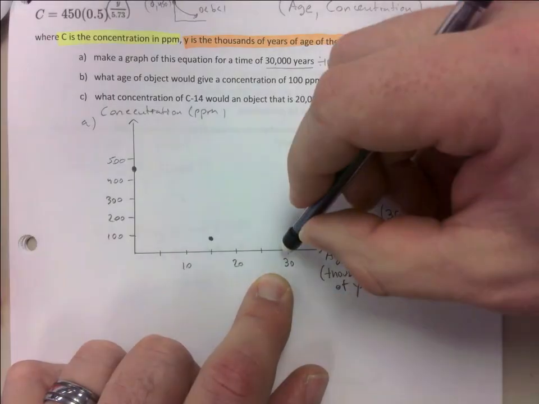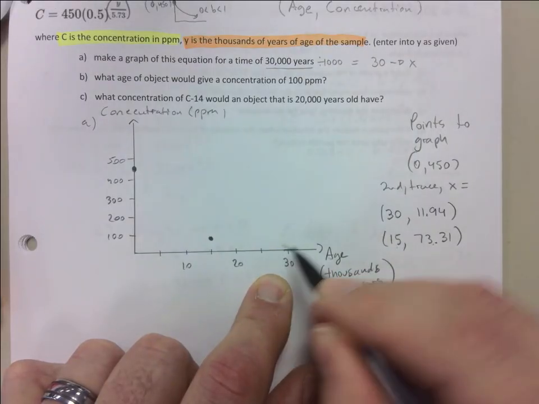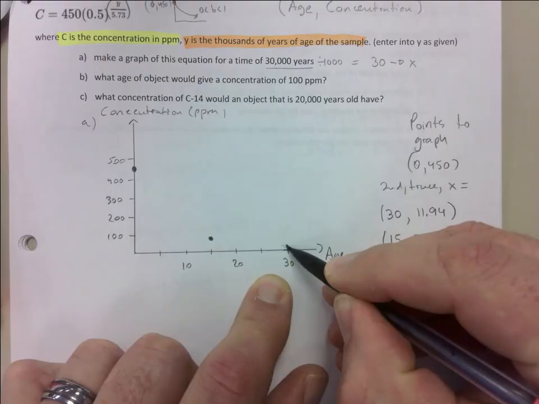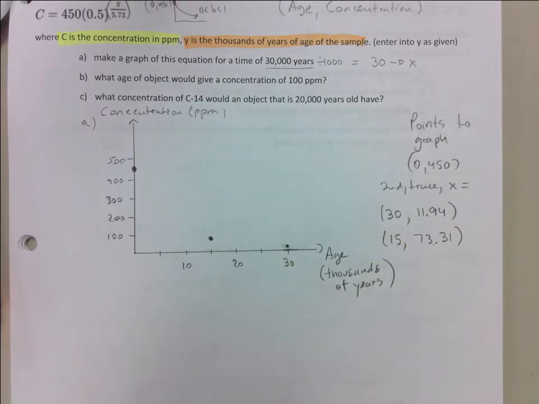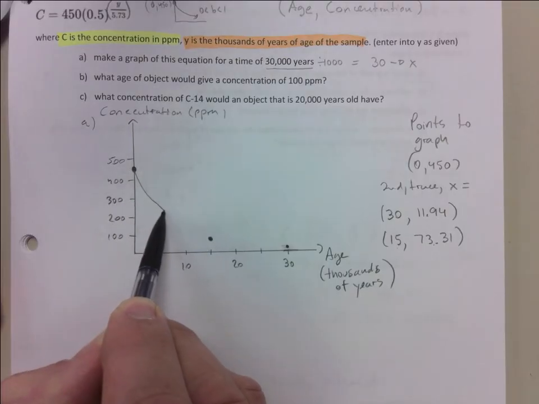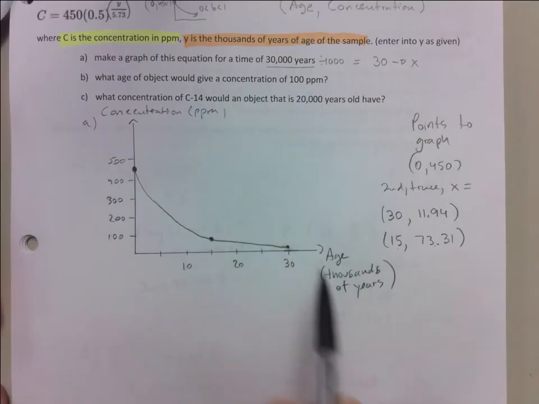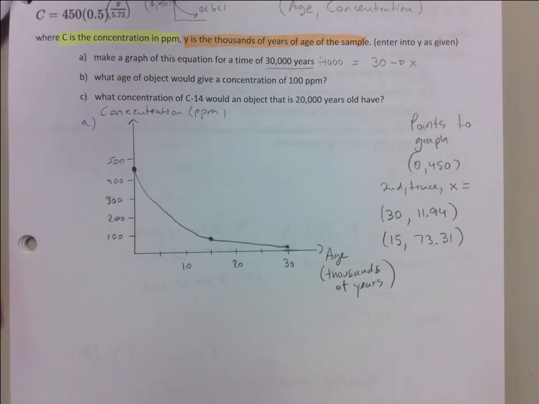So watch, I'm going to get rid of that line that I made there for 30. I'm just going to make that really close but not touching. That is important. Do not touch the x-axis. What do we call that? A horizontal asymptote, right? There's a horizontal asymptote here. And it tells us to stop there, or at least make a graph for a time of 30,000 years.